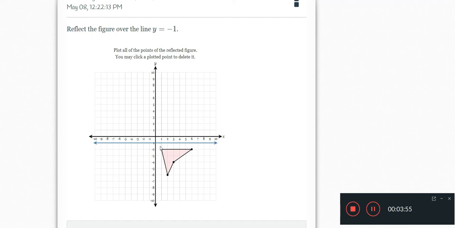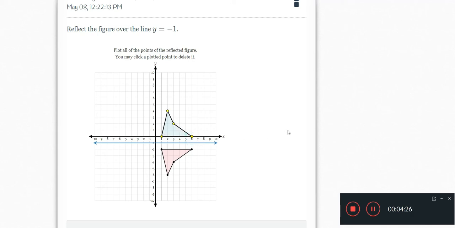So this point is 1 away from the blue line. Therefore, on the other side, I'm going to go 1 away. This one is, I'm sorry, 1, 2, 3, 4, 5 units away. It's at -6. So here I'm going to go 1, 2, 3, 4, 5 away. This point is 1, 2, 3 points away from the blue line. So I'm going to go 1, 2, 3 points away from the opposite blue line. This fourth point is just 1 away. So I'm just going to go 1 point away.